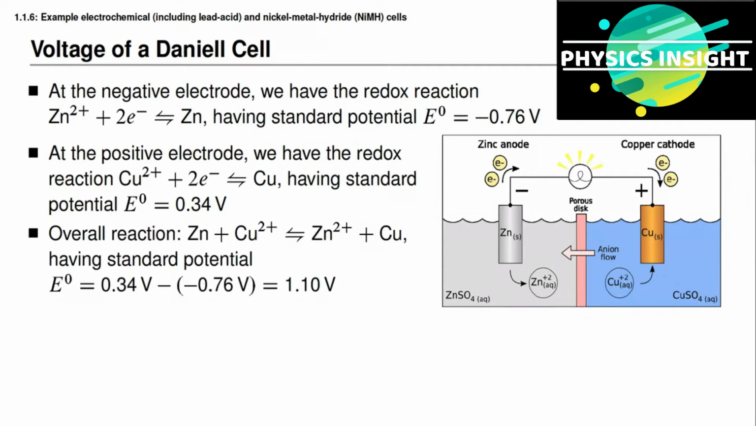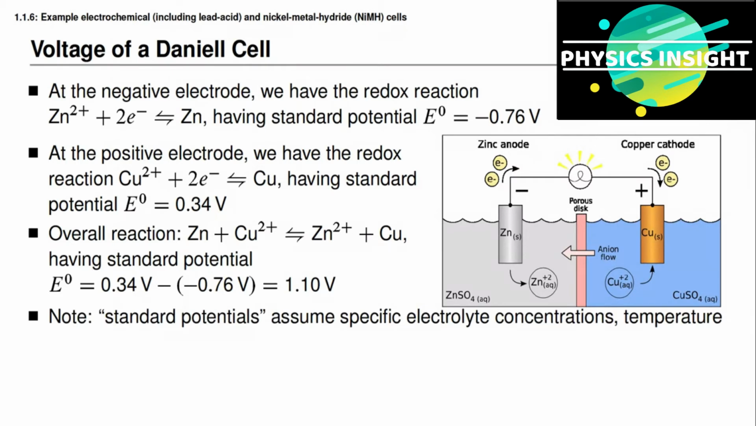So the overall reaction by combining the reactions in the 2 half cells is that zinc combined with copper 2+ becomes zinc 2+ combined with copper, as we see here. The overall reaction has standard potential computed as the standard potential of the positive electrode minus the standard potential of the negative electrode, or in other words, 0.34 volts minus negative 0.76 volts, which gives the sum of 1.1 volts for the Daniell cell.